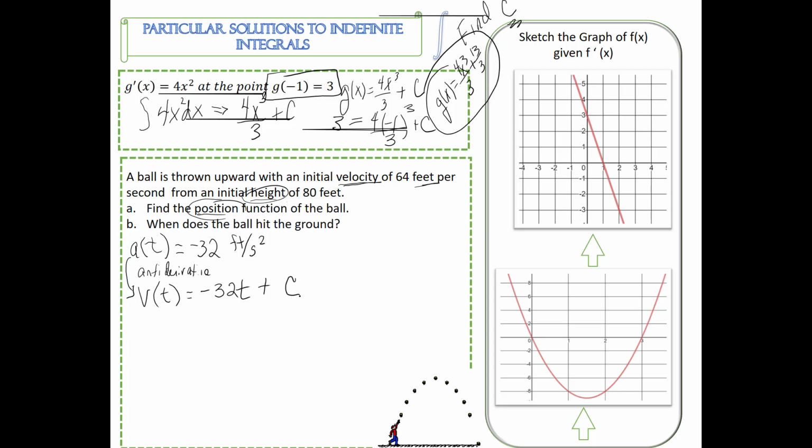What were you given about the velocity in the problem? It says a ball is thrown upward with initial velocity of 64 feet per second. So in physics, you call that v naught, the initial velocity. So that's when the time is 0. So time equals 0. When the time is 0, the velocity is 64. So we can put that in. That's our ordered pair. So 64 equals negative 32t, which is 0, plus c. So c is 64.